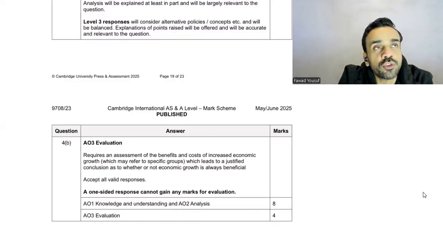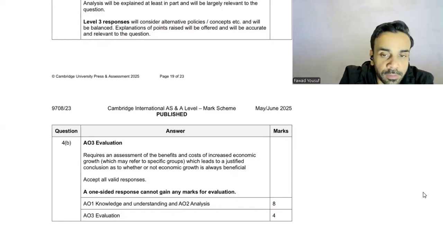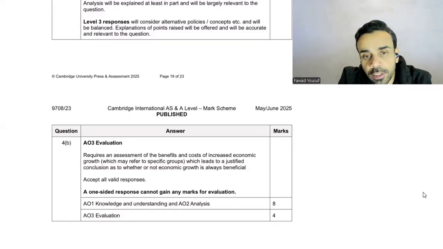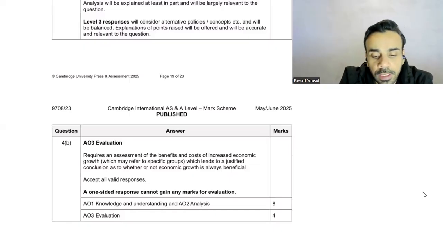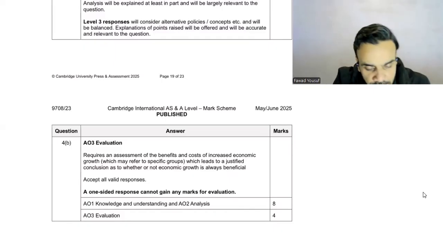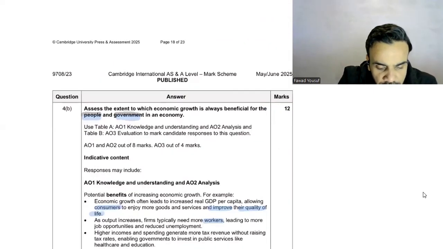Economic growth is in the interest of both the people and the government because the results of both move in the same direction. If the government is benefiting and people are not benefiting, that's a problem. If people are benefiting and the government is not getting the fair share, that's a problem. So they both have to have an improvement together. One second, let me just go see the question. The extent to which economic growth is always beneficial for the people.